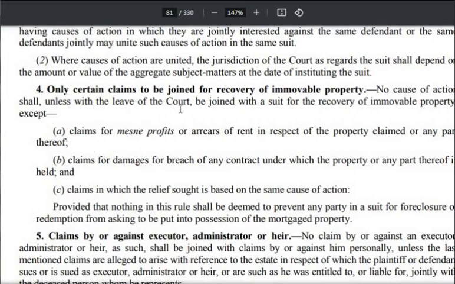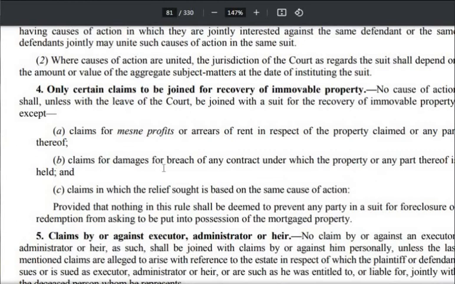तो इससे ये क्लियर हो गया कि mesne profits का एक अलग cause of action होता है या arrears of rent का एक अलग cause of action होता है। So if you file a suit for recovery of possession of immovable property, then that is one cause of action, and mesne profit is another cause of action, arrears of rent are another cause of action, and similarly claims for damages for breach of any contract under which the property or any part thereof is held.